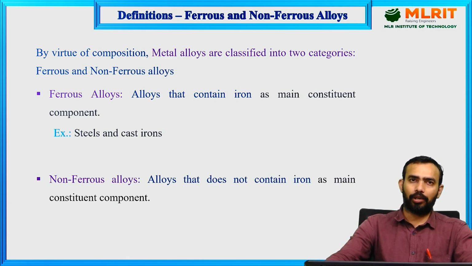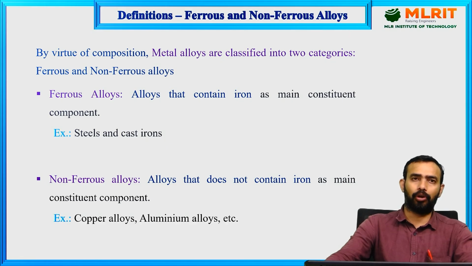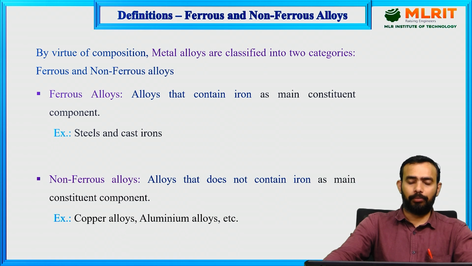The non-ferrous alloys are the alloys that do not contain iron as the main constituent component. As an alloying element, iron can be present in the alloys but not as the base metal. For example, all the copper alloys like brass, bronze, and aluminum alloys. In the case of copper alloys, copper is the base metal and the alloying elements could be tin, zinc, etc. Similarly for aluminum alloys, aluminum is the primary or base metal.